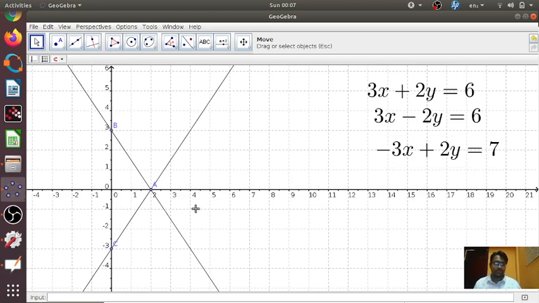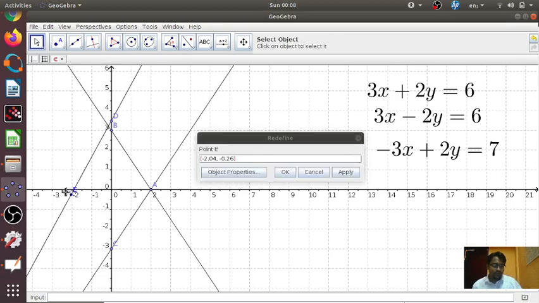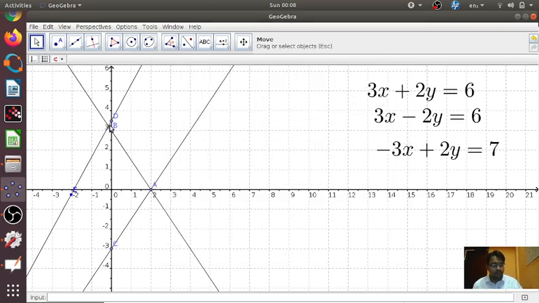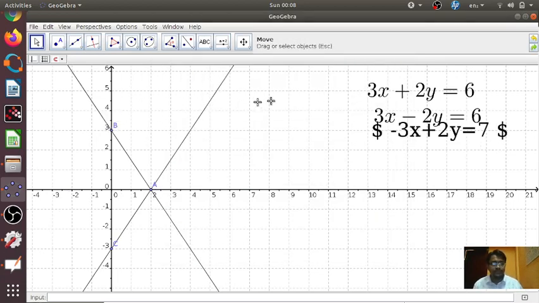So 7/2 is something like 3.5. It's a straight line which passes through 3.5 on the y-axis, and the x-intercept is minus 7/3. So 7/3 is something like, 3 times 2 is 6, and 3 times 3 is 9, so it's minus 2.3 or something like that. Just wait, let me do it again.